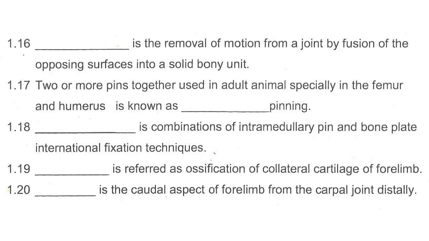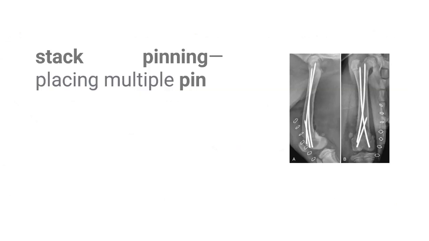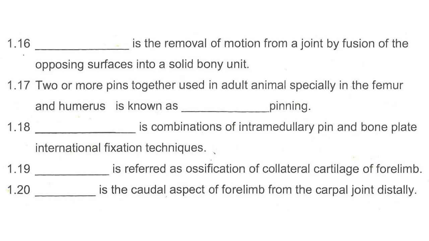17th: two or more pins used together in adult animals, especially in femur and humerus, is known as stacking. It is done to cover the fixed diameter, so we insert 3-4 pins in the medullary cavity so that the space is occupied. 18th is the combination of intramedullary pin and bone plate, the interfixation technique. So it's homework for you, reply in the comment box.